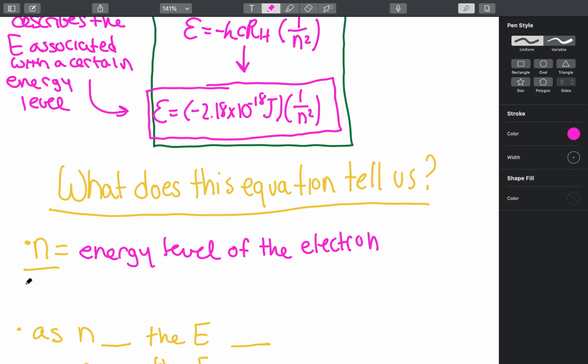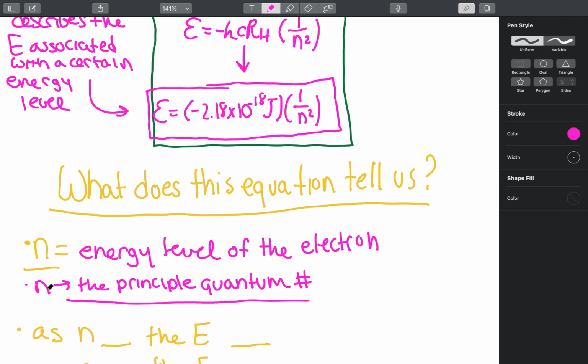And n is called the principal quantum number. So n is called the principal quantum number. And n can only be whole numbers. So n can only be equal to 1, 2, 3, 4, all the way up to infinity. So it can only be equal to numbers from 1 to infinity.